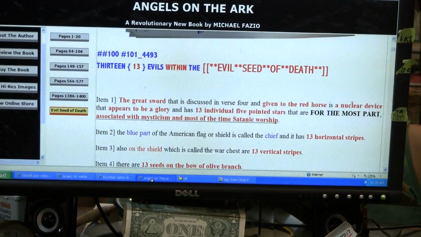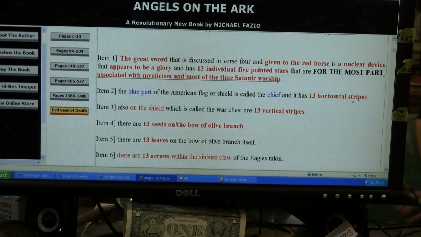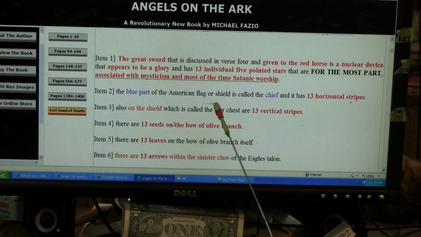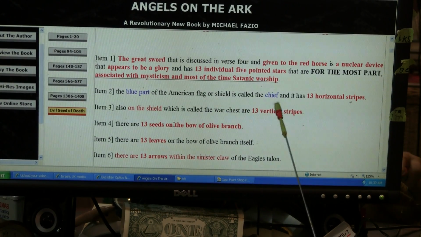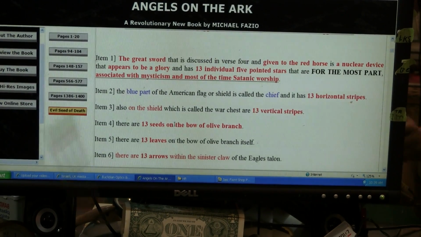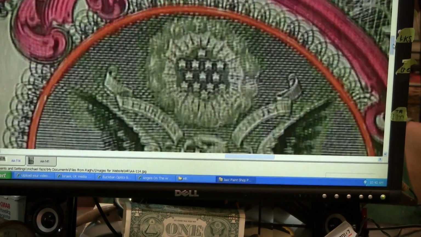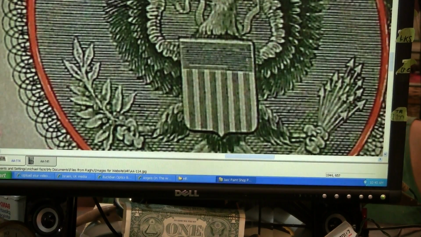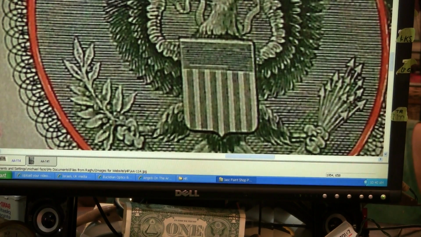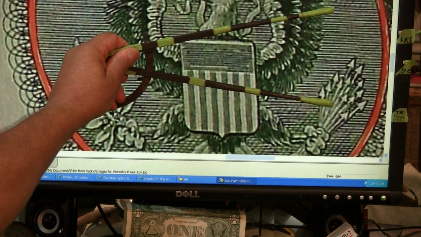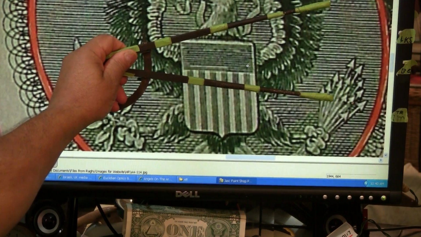Let us go back to the book once again, and let us go to the second part, or the second evil. Item number 2, the blue part of the American flag or shield is called the chief, and has 13 horizontal stripes. Moving back to the pictographs, the chief, which is the blue part, immediately below the eagle's neckline, is the chief. Inside the chief are 13 stripes.